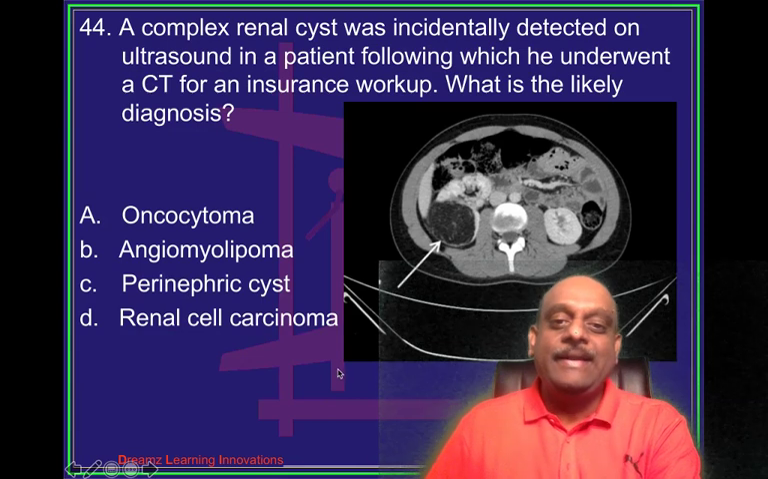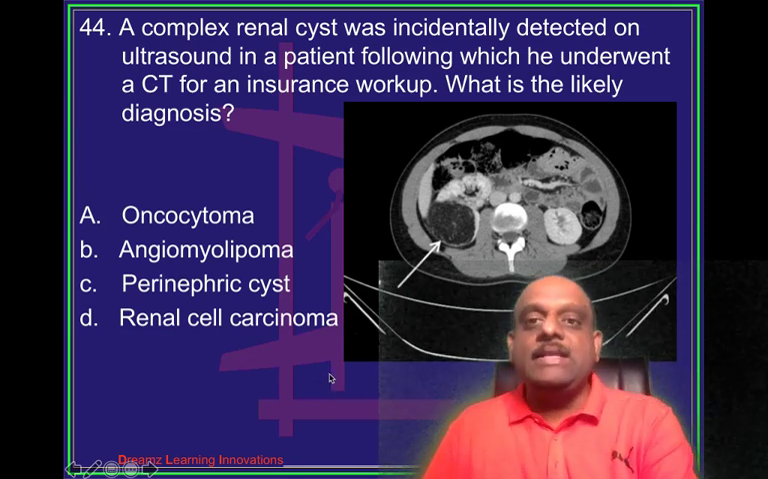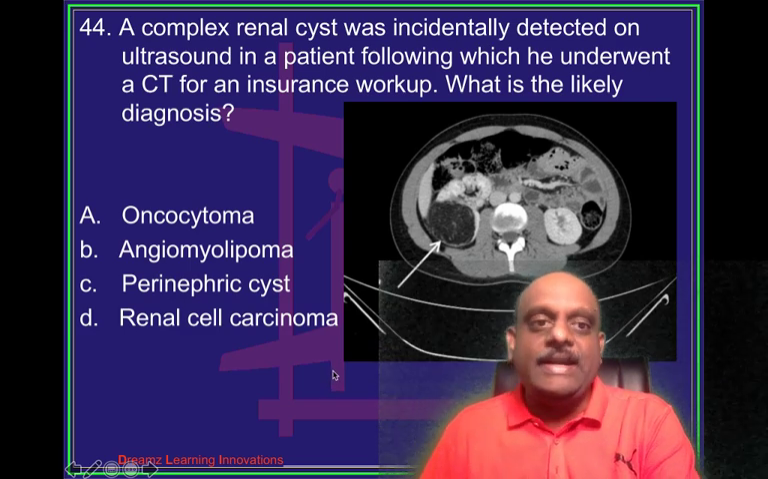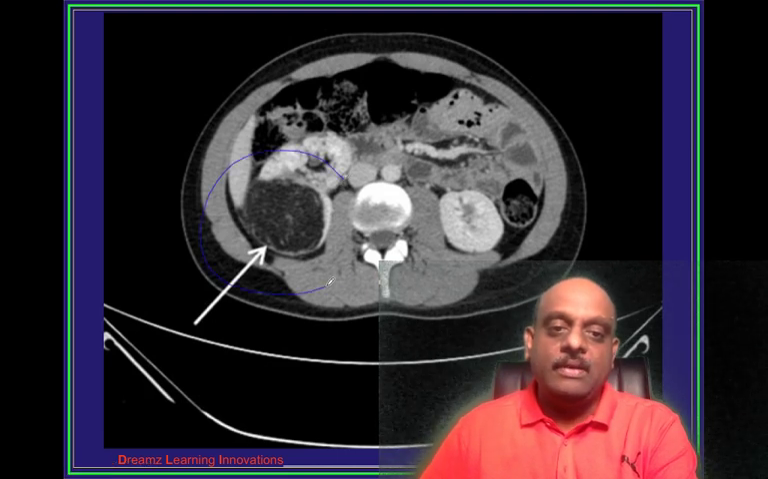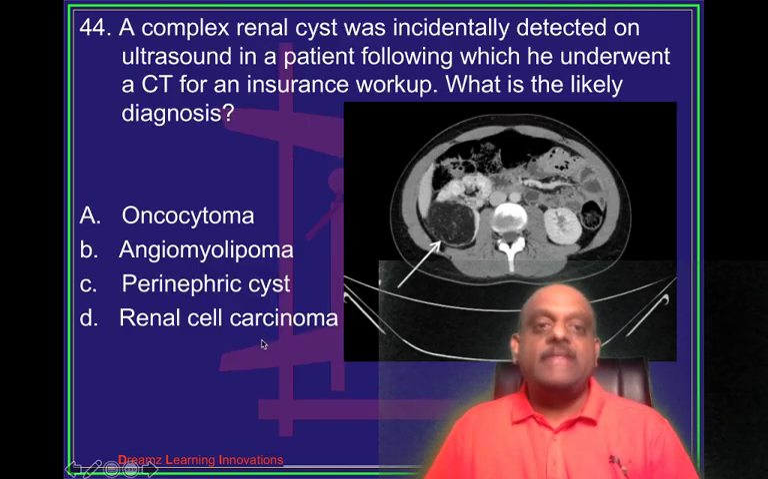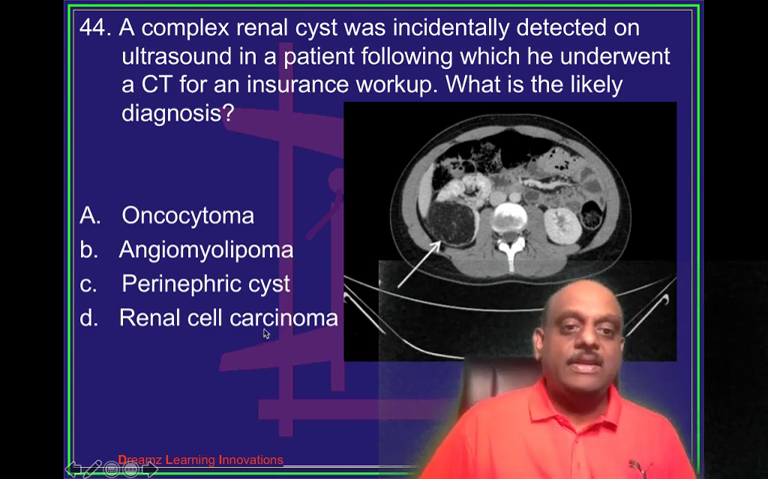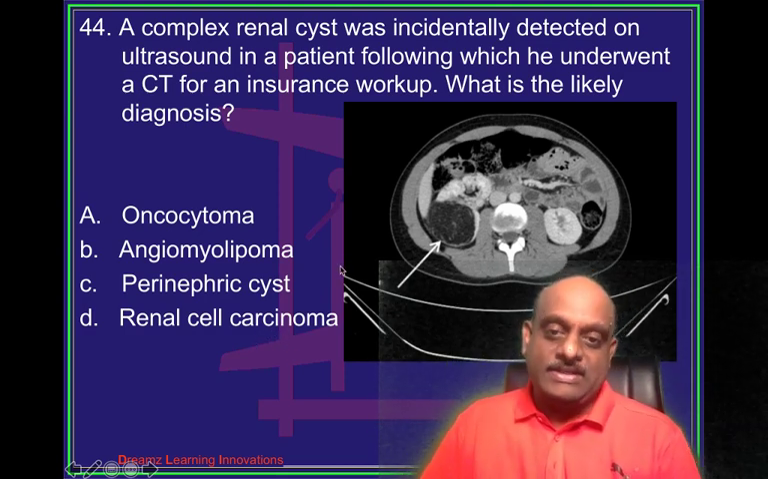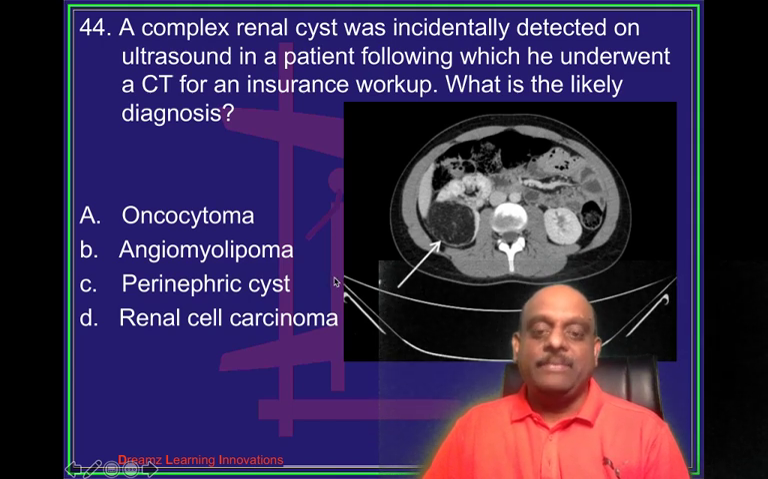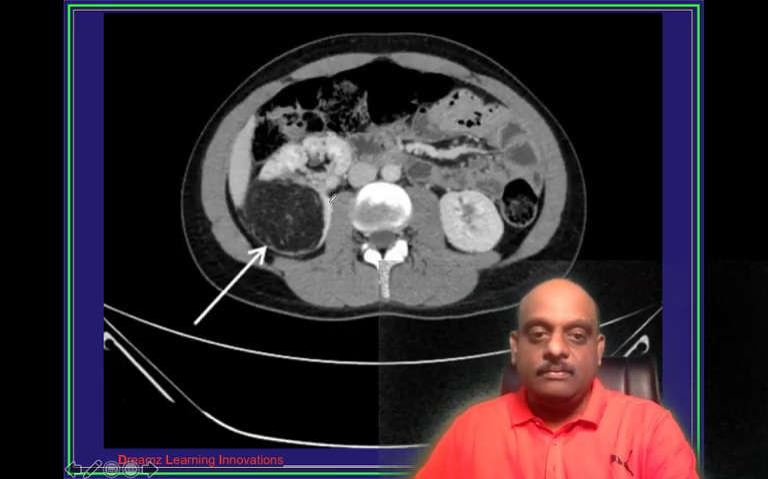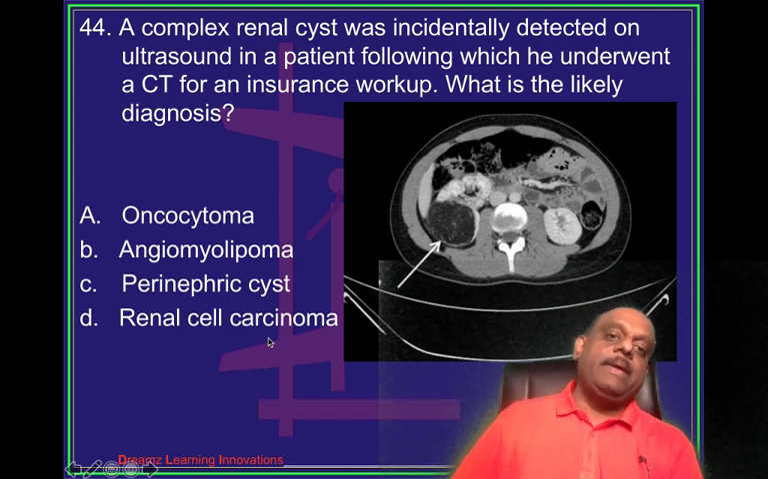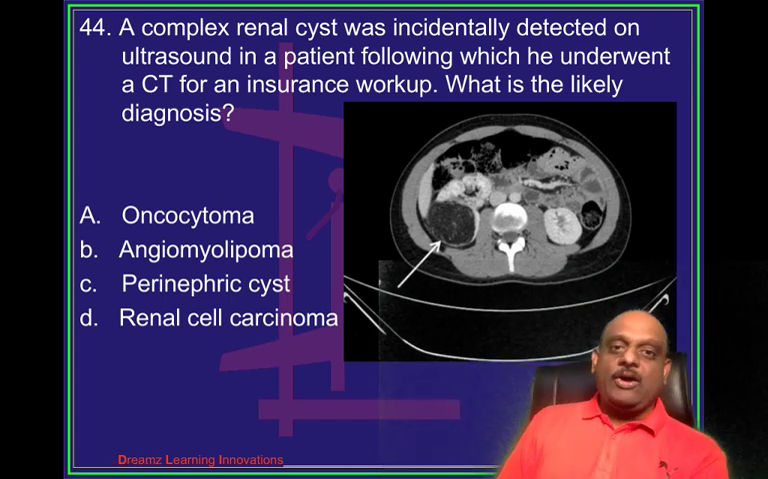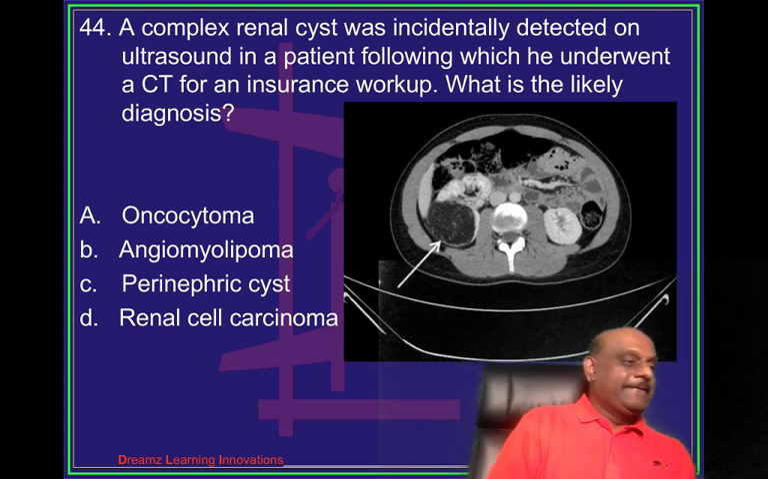Right? Yes. Now a complex renal cyst was incidentally detected on ultrasound in a patient who underwent a CT for an insurance workup. So what is the most likely diagnosis of this case? Based upon the appearance, you have to diagnose. Based on the appearance. Let me check how many of you have inborn error of radiology inside you.